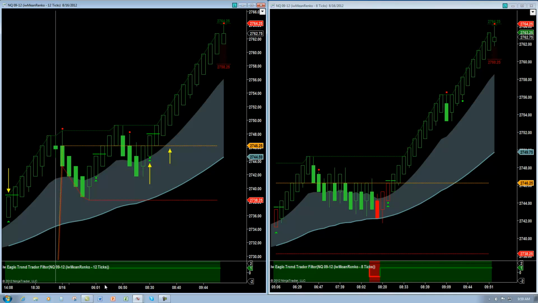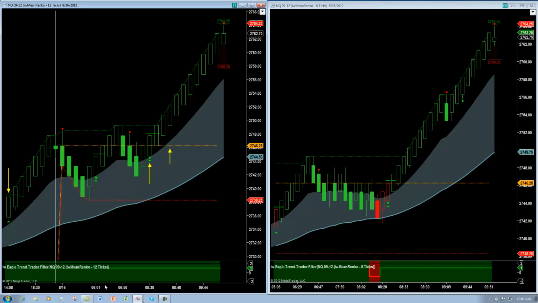Now I'm going to be showing you this on the NASDAQ, as that is one of my favorite markets to trade. And basically what you're looking at is, on the left hand side of the screen, a 12-tick mean Renko bar. On the right side we have an 8-tick mean Renko bar.